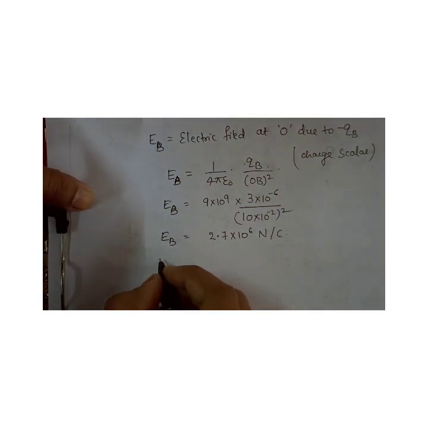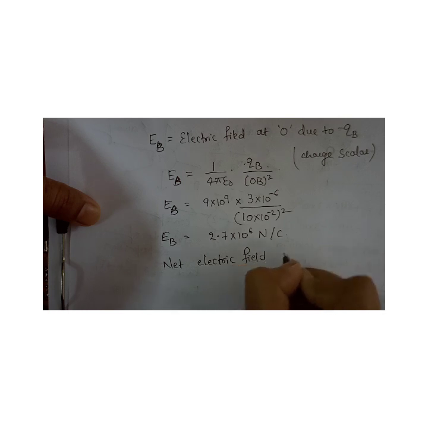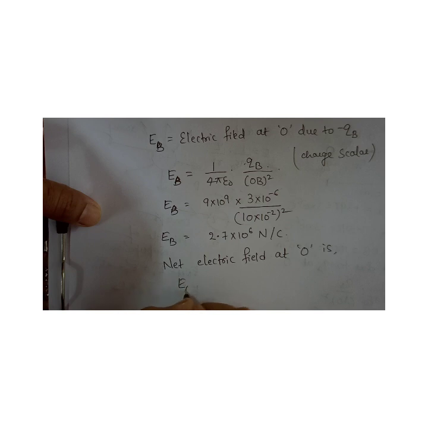Clear? Now what is the next step? By applying the principle of superposition, we are going to find the net electric field at midpoint O. So E net is equal to what? EA plus EB.